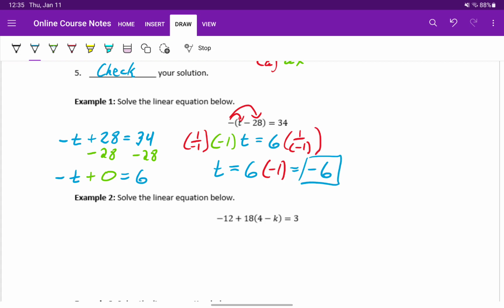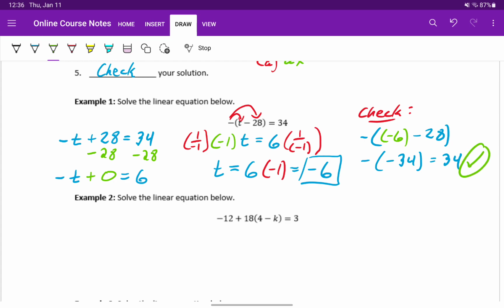So we get t equals negative 6, which we can check by taking that value and plugging it back into the original equation. So we'll have the opposite of the quantity -6 minus 28, which will give us -6 minus 28 will be -34, or +34. Since that equals what we had on the right-hand side, this checks out. Our solution is the correct solution for this equation.